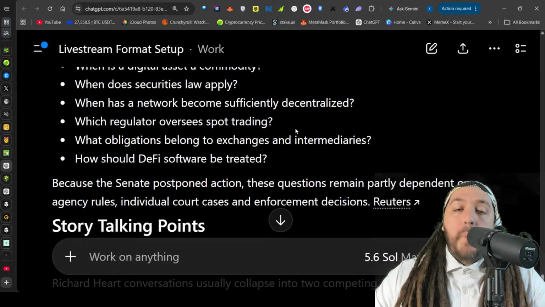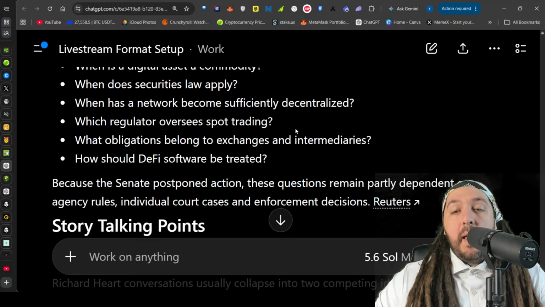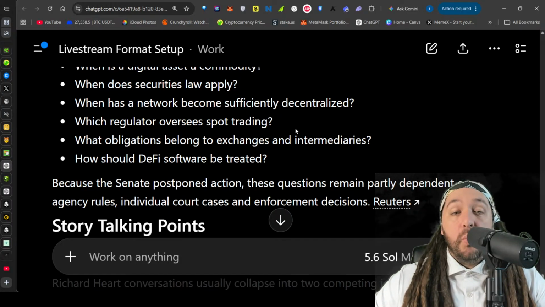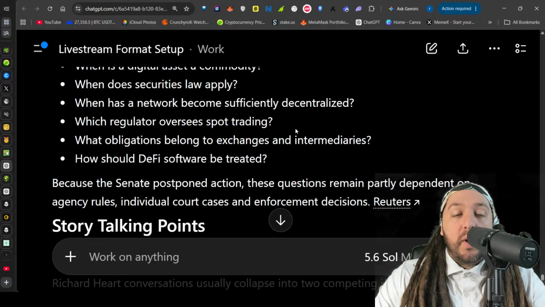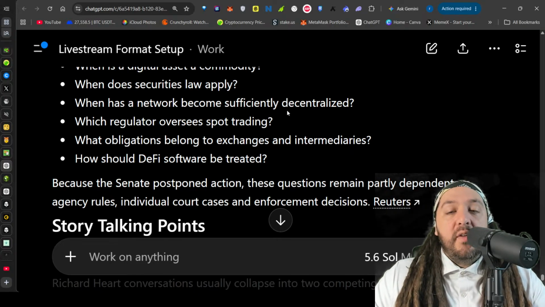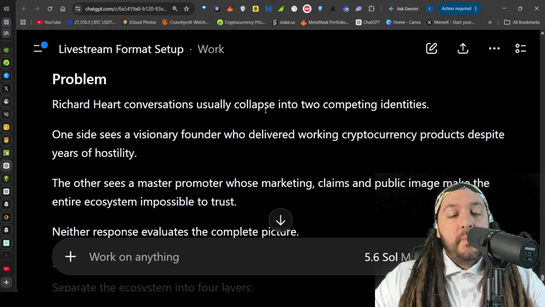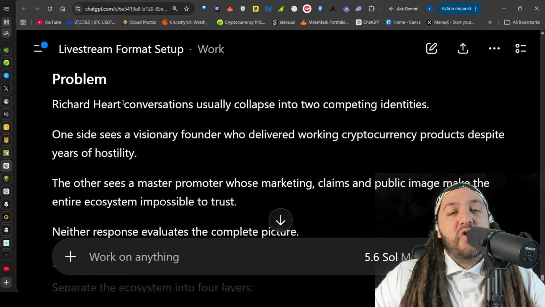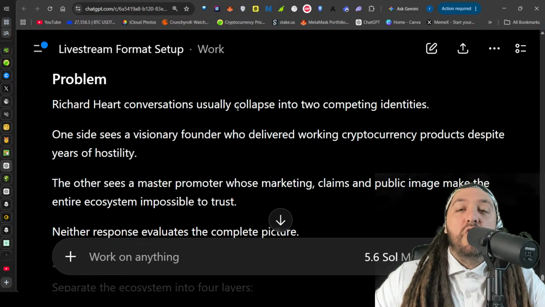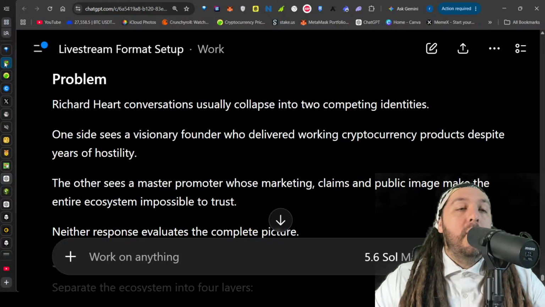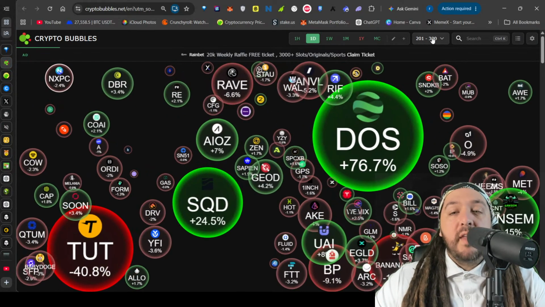Because the Senate postponed action, these questions remain partly dependent on agency rules. Basically the way it's already going. Individual court cases and enforcement decisions. And the problem here for our story point, where we're going to pick up, is Richard Heart conversations usually collapse into two competing identities. And if you want to know what those competing identities are, you need to stick around.